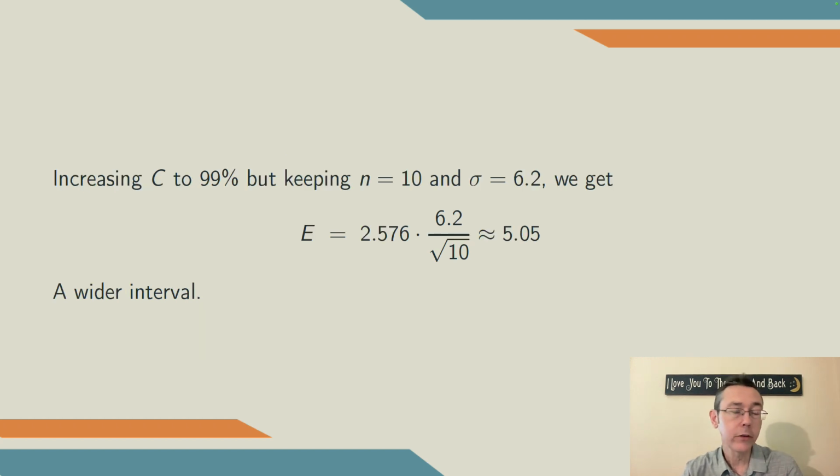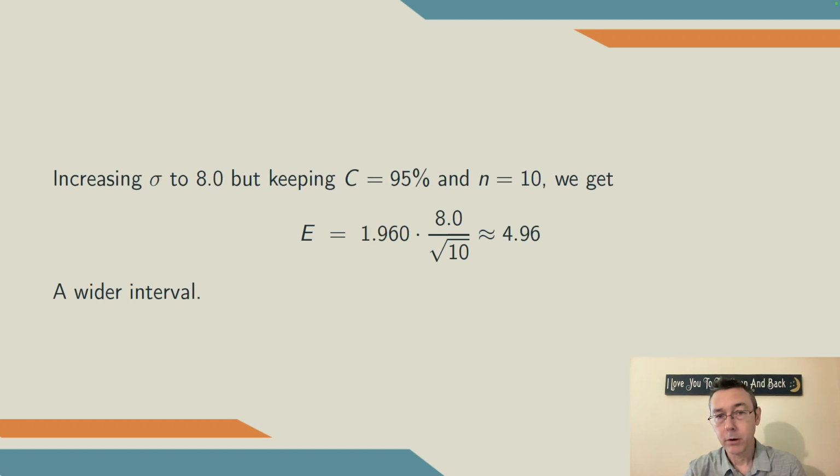To start, if we increase the confidence level, we should be increasing the margin of error and getting a wider confidence interval. In particular, if we increase C to 99% but keep the other parameters the same, n equals 10, sigma equals 6.2, the new z star value is 2.576, and we get a margin of error of about 5.05. Again, larger margin of error. On the other hand, going back to C equals 95% and instead changing the population standard deviation to something larger, we expect a wider confidence interval, a larger margin of error. More specifically, if we use sigma equals 8.0, we get a margin of error of 4.96. Again, a wider confidence interval.